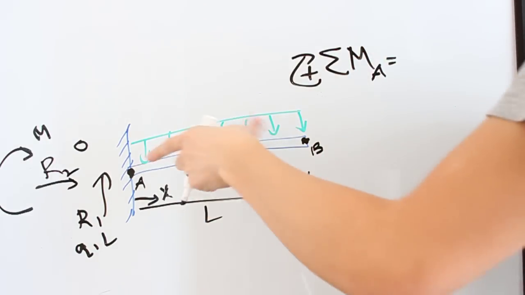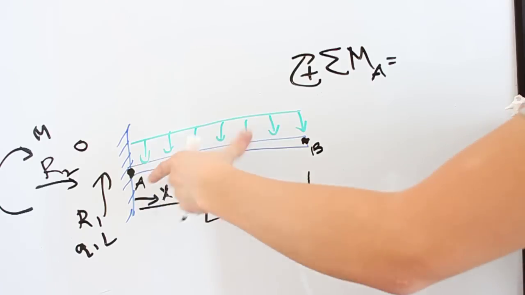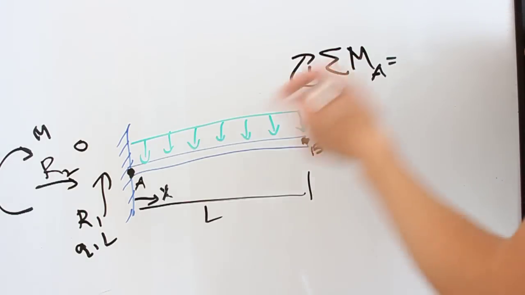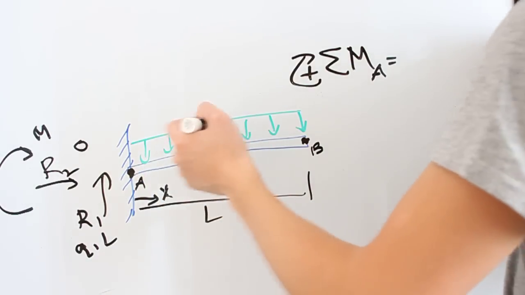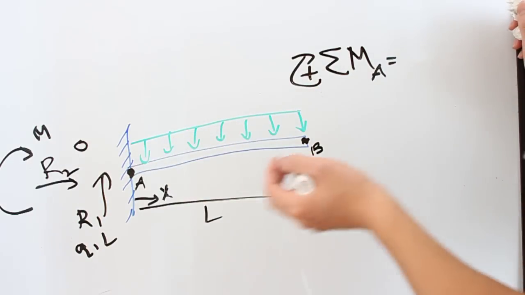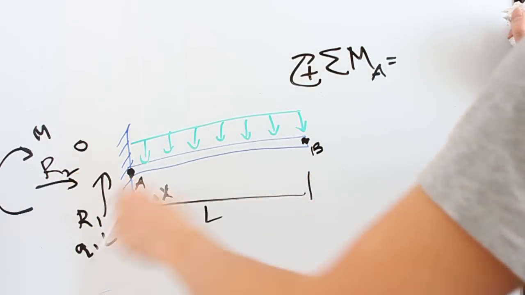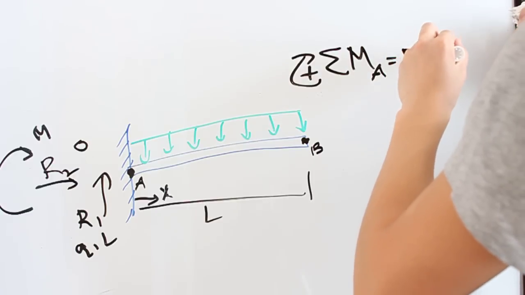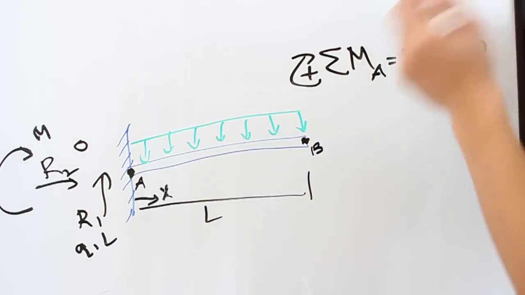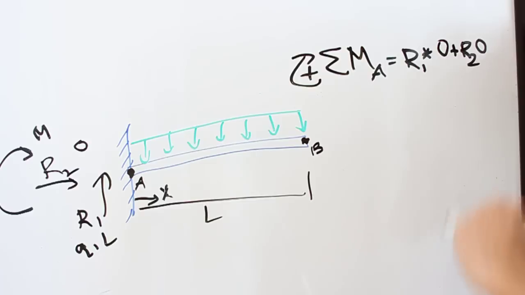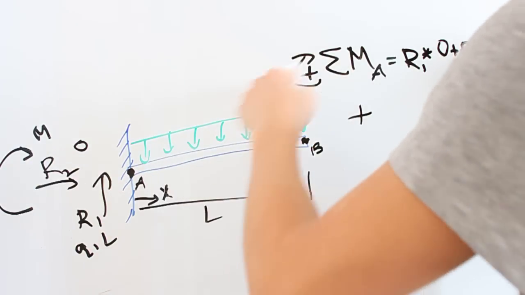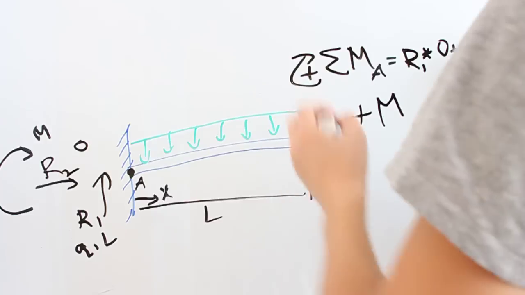And it turns out that actually makes sense intuitively, because you might care about whether this beam will rotate about point A. Equals, well, there's a moment from here, and then there's this moment given. Like we said, R2 and R1 are multiplied by 0 because they're right at the point. So they're going to equal 0 in the final equation.